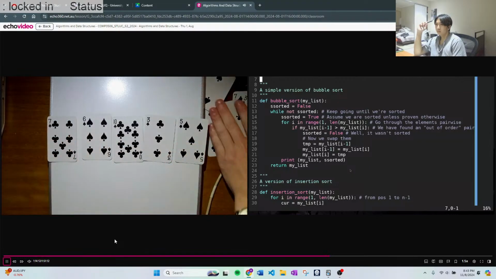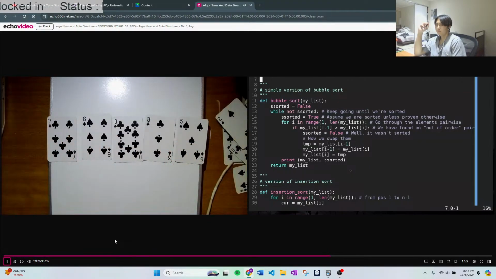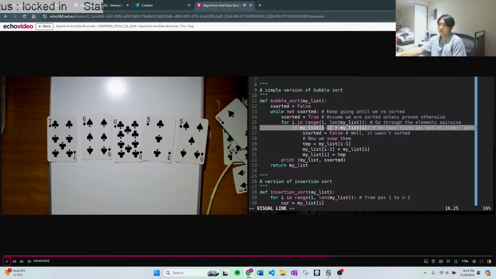So what bubble sort says, if we look at the code, firstly we have a flag that says sorted, and we're going to loop while that thing is not true. Until that thing is true, we're going to loop. Now we're going to start from the first element of the list to the end of the list, and we're going to compare pairs.